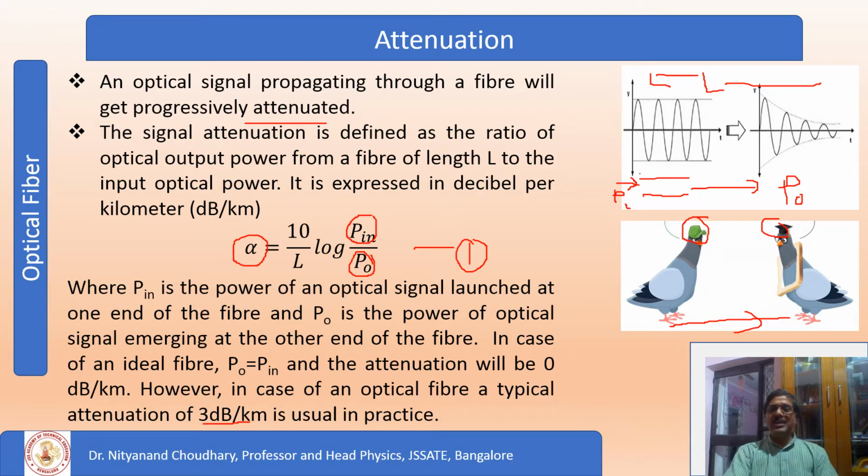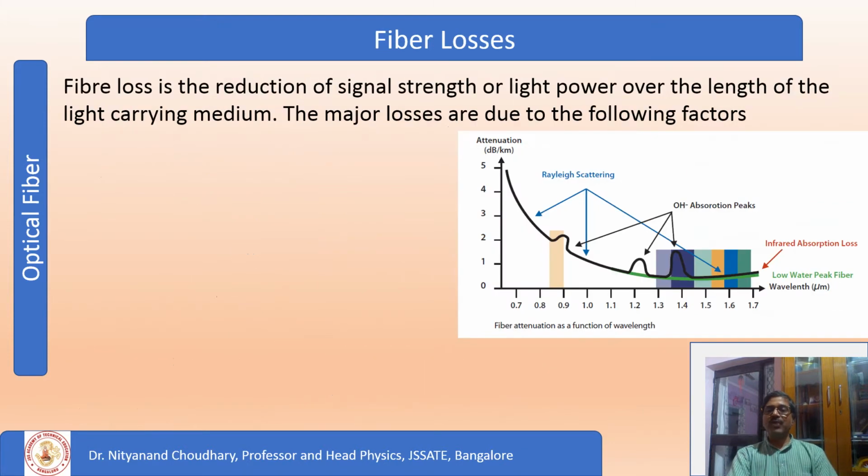So now let us see what are those factors, within the optical fiber or outside the optical fiber, which are going to affect the intensity of the signal passing through it. That is going to be called attenuation, and those factors will be called fiber loss. Now here, firstly I am trying to show you with this diagram.